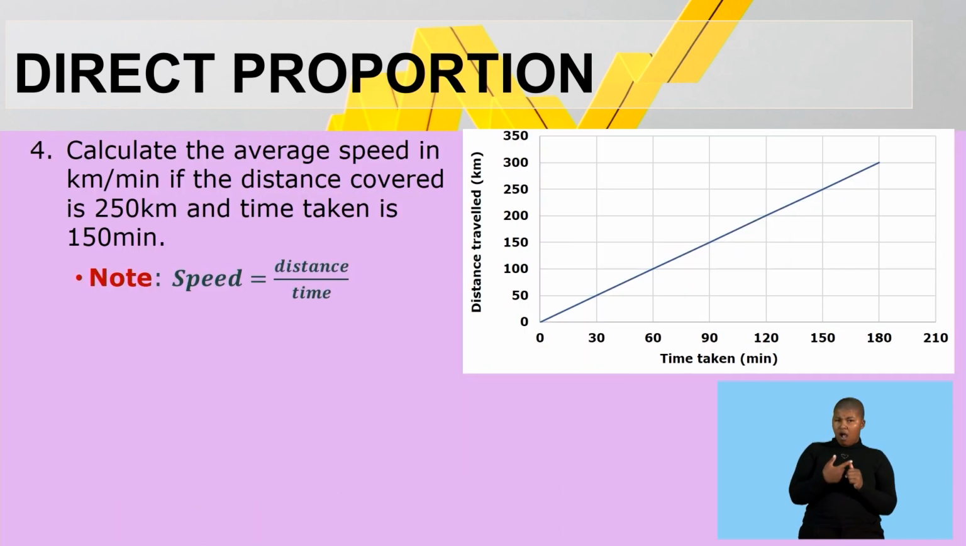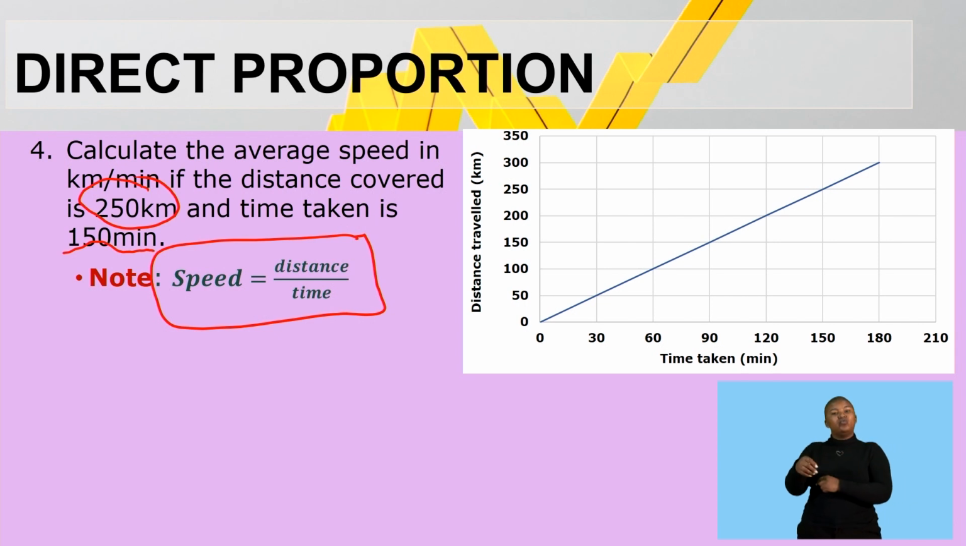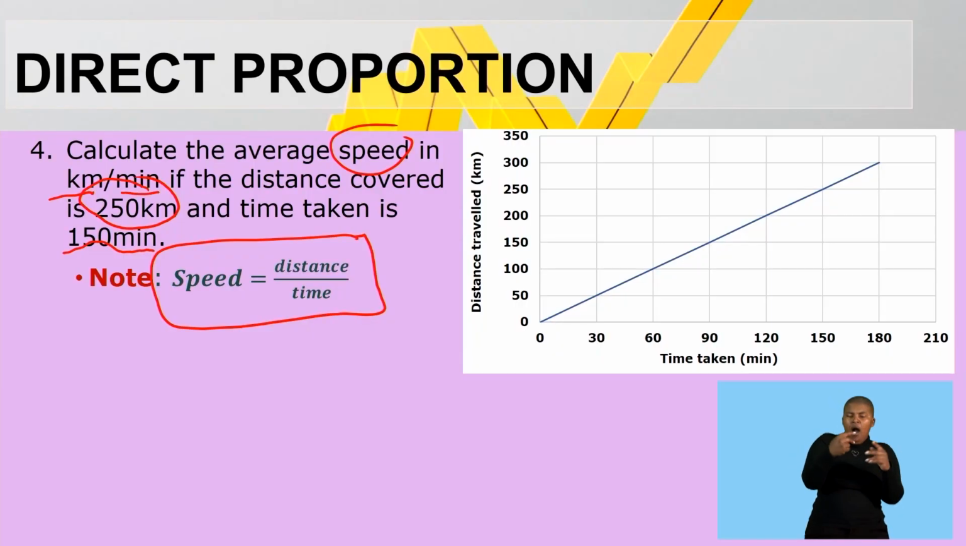Calculate the average speed in kilometers per minute if the distance covered was 250 kilometers and the time taken is 150 minutes. And then they give us the formula, speed is distance over time. Now guys, remember, it is very important to check your units when you answer a question like this. They asked the question, speed in kilometers and minutes.